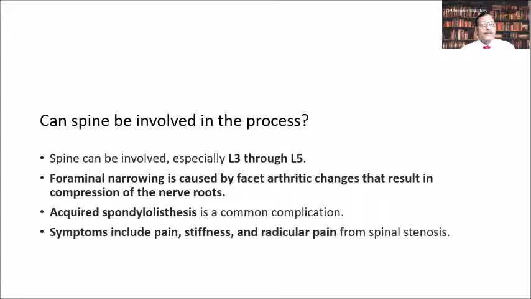The spine can be involved, and if it is involved, usually it is the L3, L4, and L5 segments that are most commonly seen. And when there is osteoarthritis of the facet joints, it can cause foraminal narrowing, thereby compressing the nerve roots. It can also cause acquired spondylolisthesis.